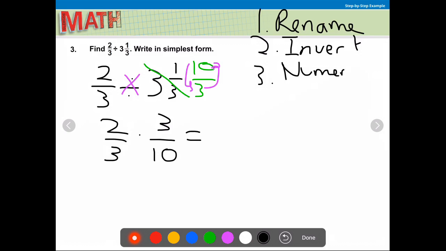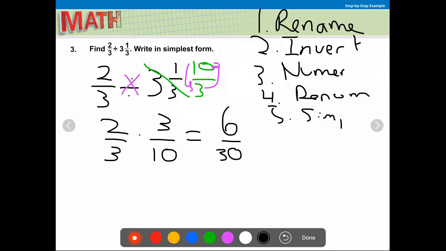Then my step 3 is multiply the numerators, and that is equal to 6. Step 4 is multiply the denominators, and that is 30. And then step 5 is simplify. There are some things that we can do once we get good at this, like we can say 3 divided by 3 is 1, we can get rid of that. But we're just going to wait till the end right now.